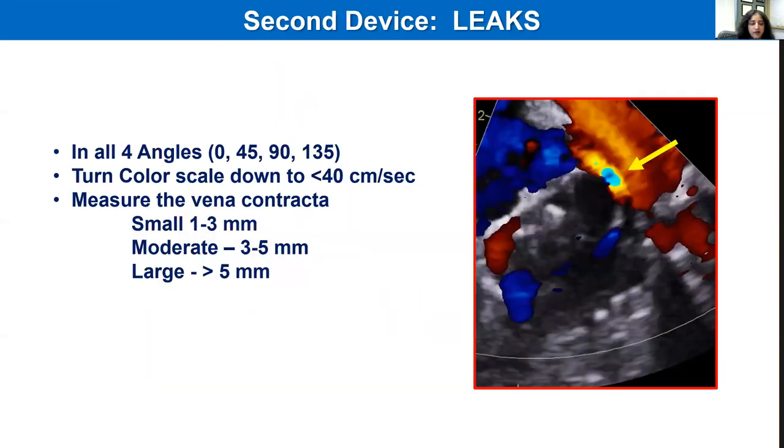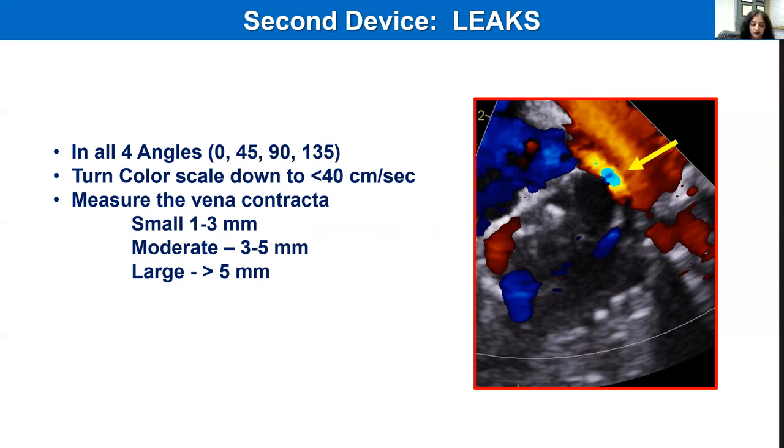And the next thing we do is we look for the seal or the leak. And here you can see in our particular patient that there is a small leak. So how do we assess leaks? A leak is a communication between the tip of the left atrial appendage and the left atrium. We evaluate for leaks in all four angles, 0, 45, 90, and 135. You can also do it in 3D.